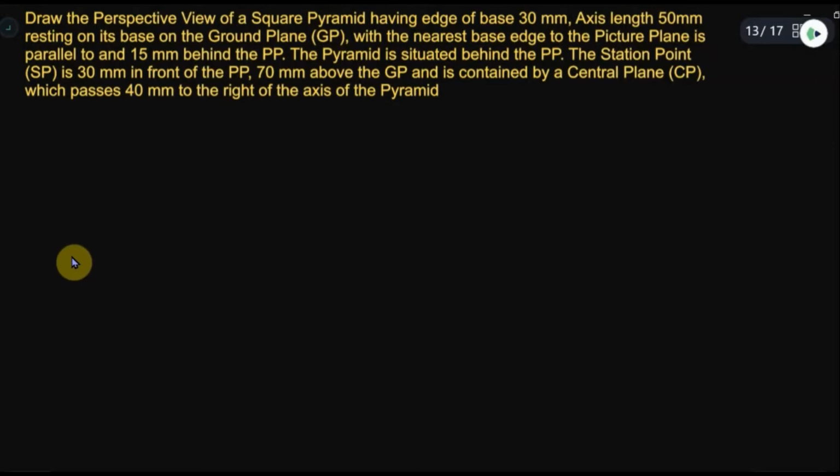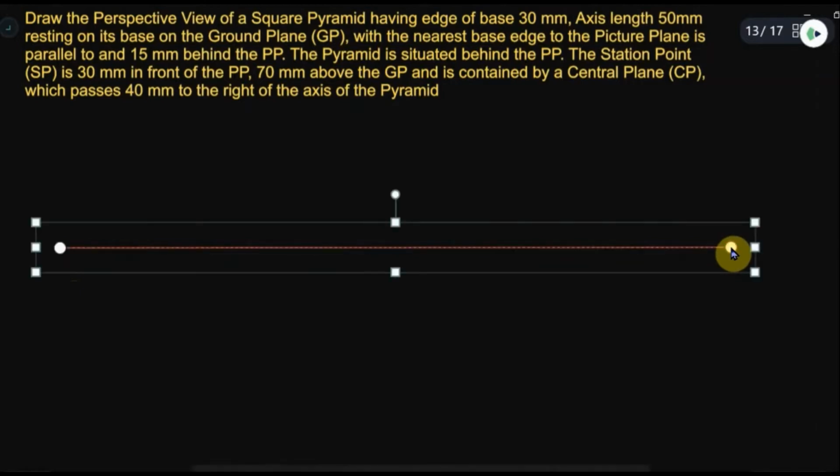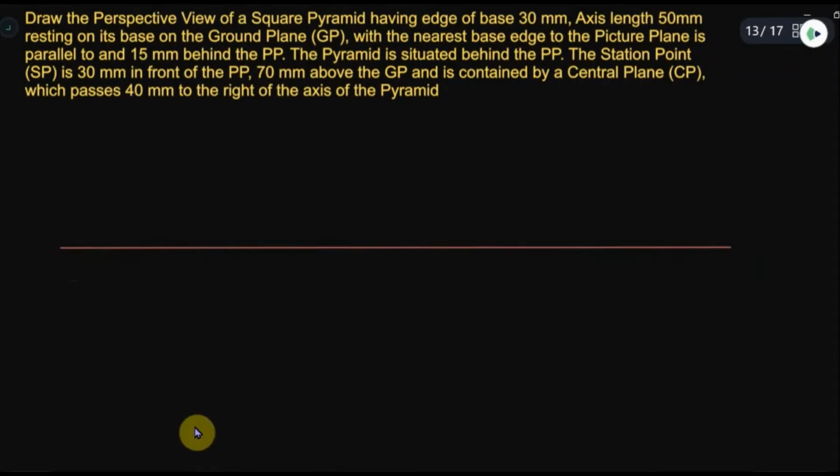So let's say this is the picture plane, the top view of the picture plane. Picture plane is the important reference plane on which the perspective view of the solid is formed. So we will mark the picture plane here by PP. So this is the picture plane PP, and now what we do is we will construct the top view of the solid.